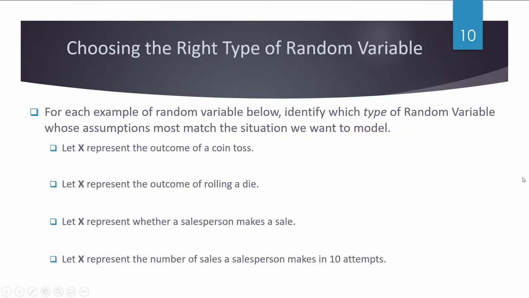To make sure we're all on the right page here, I'm going to throw a set of examples in front of you, and I'm going to ask you to try and think about which type of random variable would be appropriate for the assumptions of the particular problem we're trying to model here. So let's go through them one at a time. Suppose X here was representing the outcome of a coin toss. Should we be thinking about the characteristics of a coin toss as either uniform, Bernoulli, or binomial?